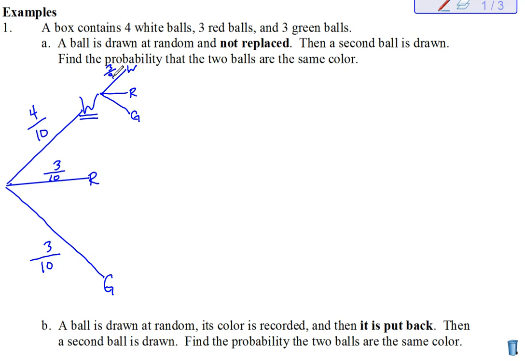The probability that you get red, well, you're assuming the first one is white, so there's still 3 red, but now out of only 9 balls. And I know that's kind of hard to see, and I apologize. On the third one, the probability that you get green, assuming we get white first, there's only 3 green left out of 9 balls. Now let's assume that we got red first.